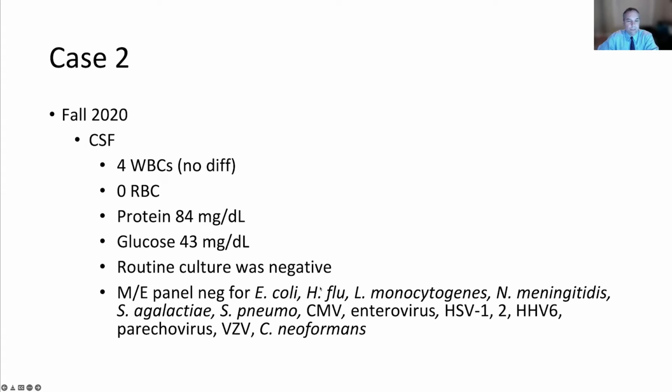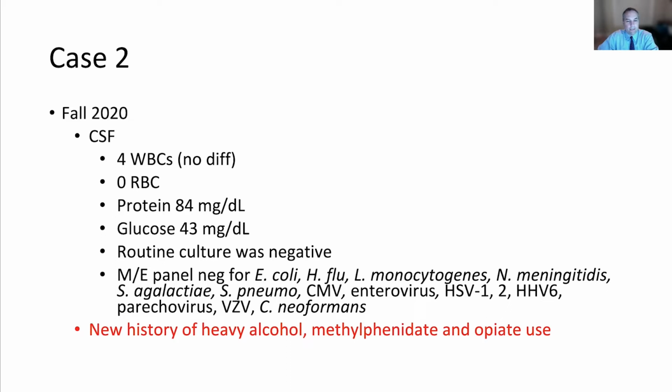He was tested by a multiplex PCR panel for a number of viral and other types of neurologic infections, but this workup was unrevealing. He also had an MRI, which was stable. And so it was thought that this presentation was not likely due to his underlying neuroinflammatory disease. And then it turned out that he had new polysubstance abuse with alcohol, methylphenidate, and opiates. And so the thought was that separate from his neuroinflammatory disease, polysubstance abuse was at least partly to blame for these new psychiatric symptoms he was displaying.